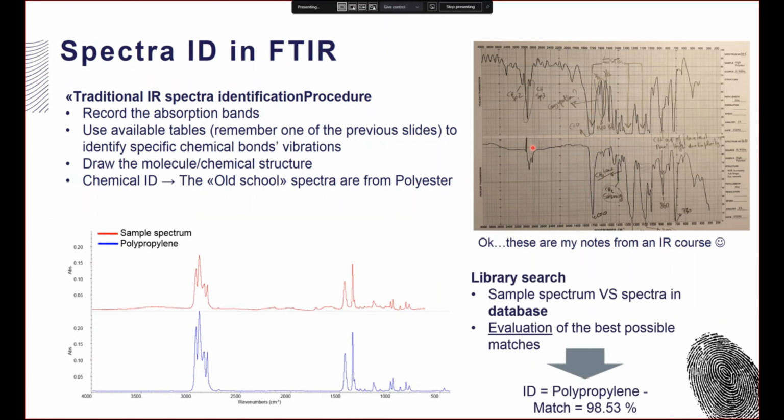Luckily, nowadays, we have databases and we can do a library search. So basically, our red spectrum, which is the spectrum of an unknown sample, can be compared to many spectra in our databases. And then by also an evaluation of the best possible match, we can identify the unknown spectrum. In this case, a spectrum of polypropylene, which is another very common plastic, with a very high degree of confidence, around 98% of matching.